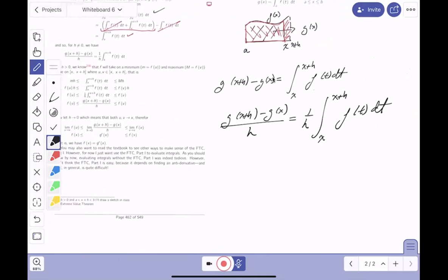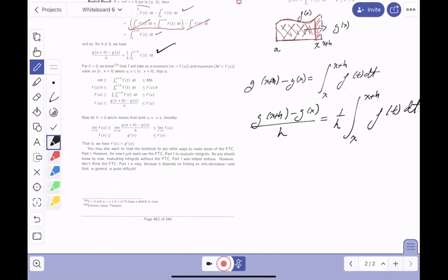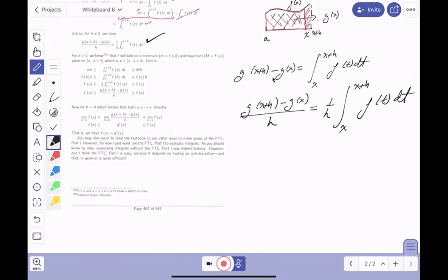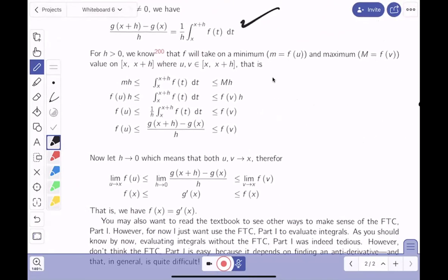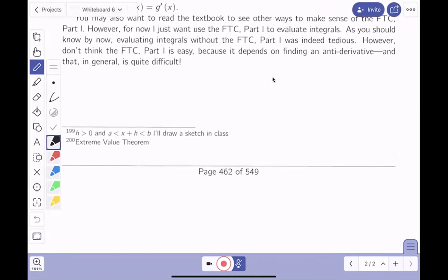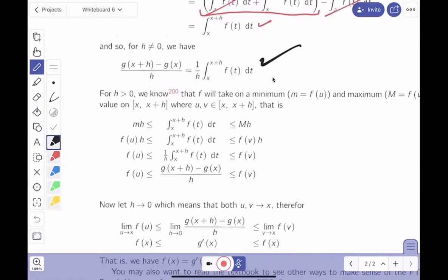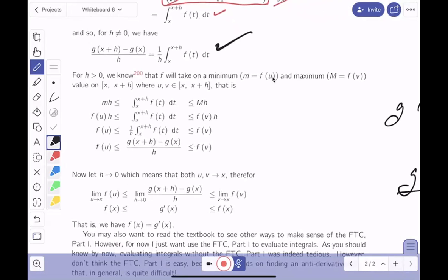This is the way I'd recommend when you read a textbook, you do this every step of the way. We got this down. There comes the next thing, which is going to be tough to think about, right? So what do they say? They say for h greater than 0, we know. How do we know? Oh, the extreme value theorem. They say we know some extreme value theorem. They say that f will take on a minimum, right?